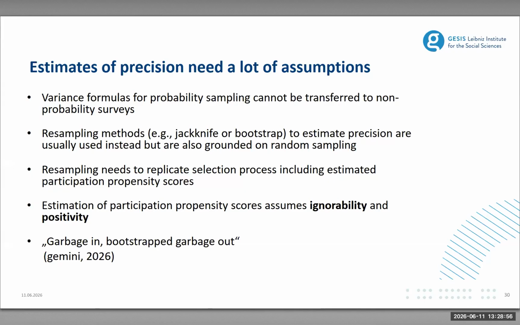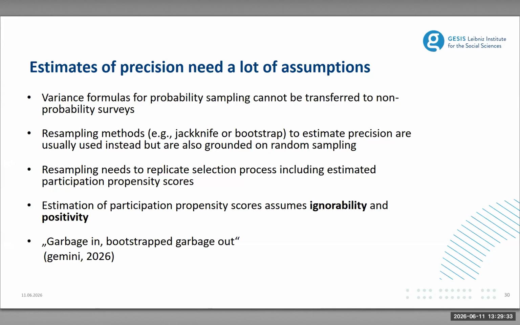So what people usually do for non-probability surveys, they do resampling, like Jackknife or Bootstrap, where this process is repeated. So we resample from the survey participants over and over again and do our estimate, and then get some distribution of these estimates and get some estimate for precision. But it's also grounded on random sampling and cannot easily be transferred to non-random sampling.